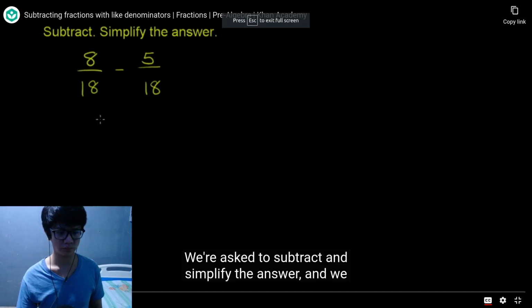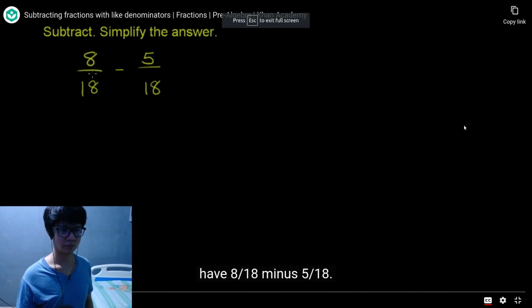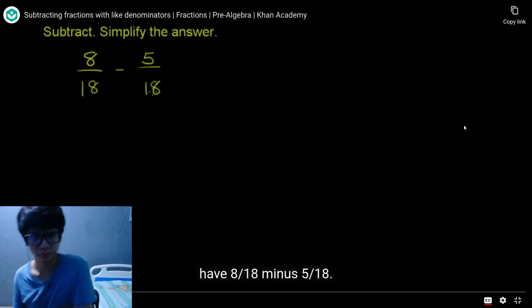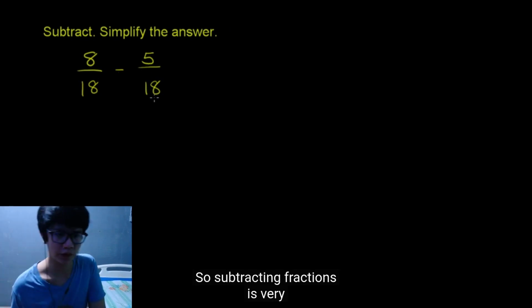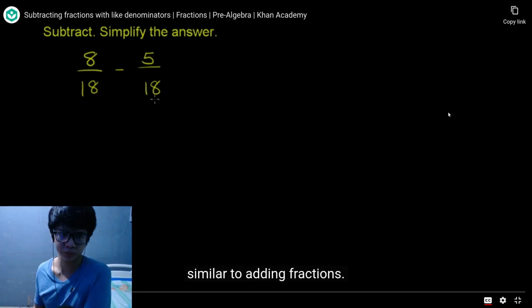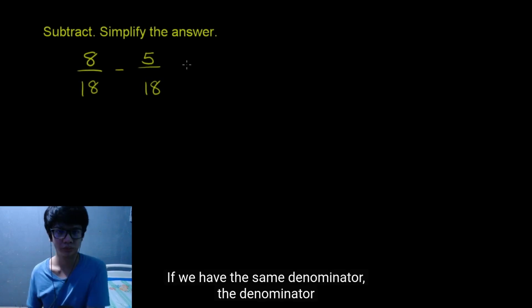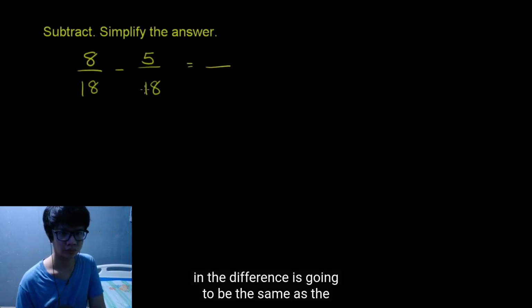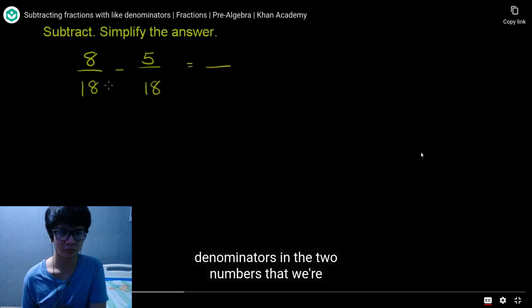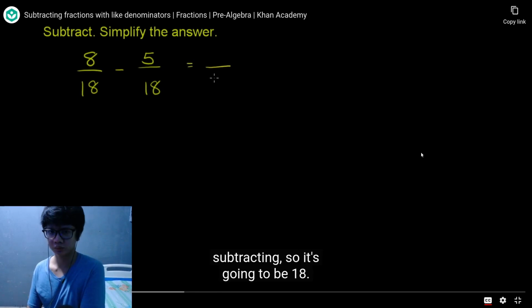We're asked to subtract and simplify the answer. And we have 8/18 minus 5/18. So subtracting fractions is very similar to adding fractions. If we have the same denominator, the denominator in the difference is going to be the same as the denominators in the two numbers that we're subtracting. So it's going to be 18.